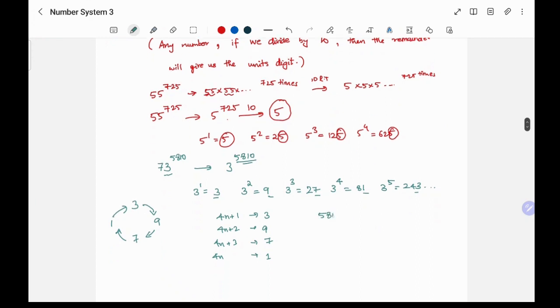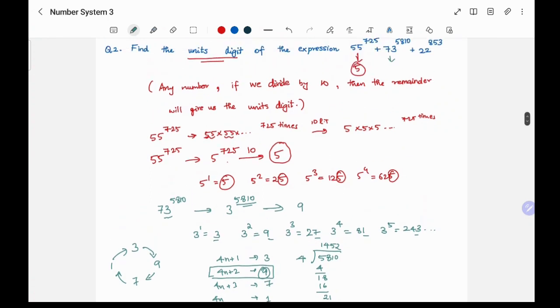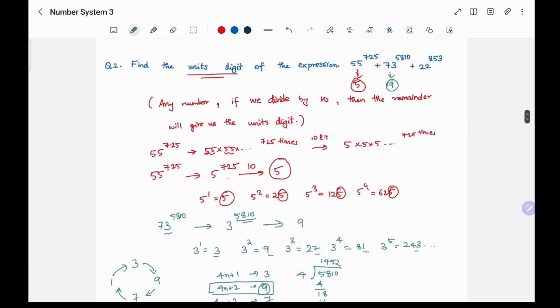So for 58 power 10, we'll divide the power 10 by 4 and see what remainder we get. 10 is 2 times 4 is 8, so we get the remainder as 2. Right? So for remainder 2, what is the digit? 9. So this is nothing but 9. So the second number also we found as 9. So here we have to add, because the original thing is addition.